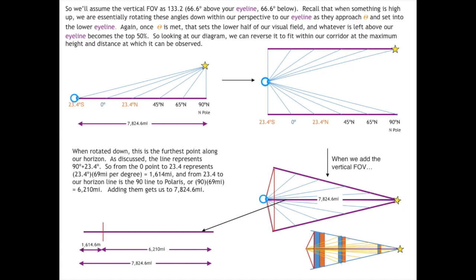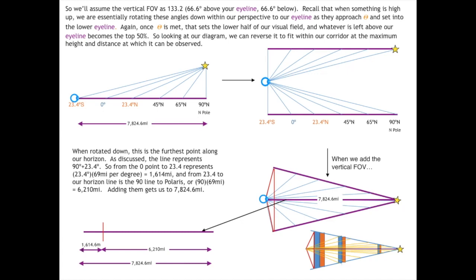So looking at our diagram, we can reverse it to fit within our corridor at the maximum height and distance at which it can be observed over here on the right. So we'll just flip our diagram, flip the star and the eye, and the height there represents the furthest distance and height it can be. So again, when rotated down, this is the furthest point along our horizon that we can see. As discussed, the line represents 90 degrees plus 23.4.